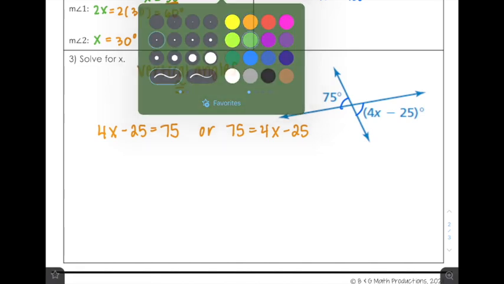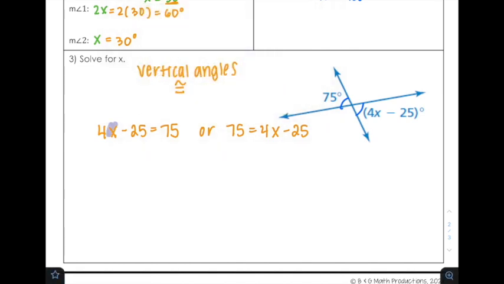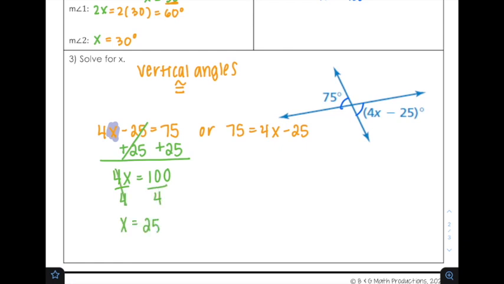You're going to go through the same process. We are going to isolate our variable. I'm going to add 25 to both sides. I get 4x equals 100. Divide both sides by 4, and I'm left with x equals 25. So that would be my answer for number 3. If I was asked to find the angle measurement, since they're equal, I would just know automatically it would be 75 degrees, because both of them are equal to each other. They're congruent.